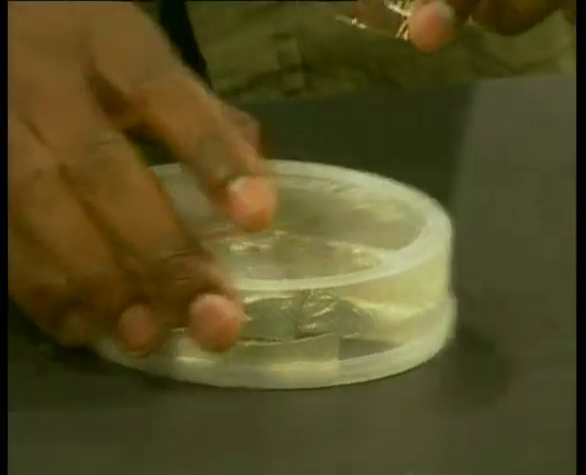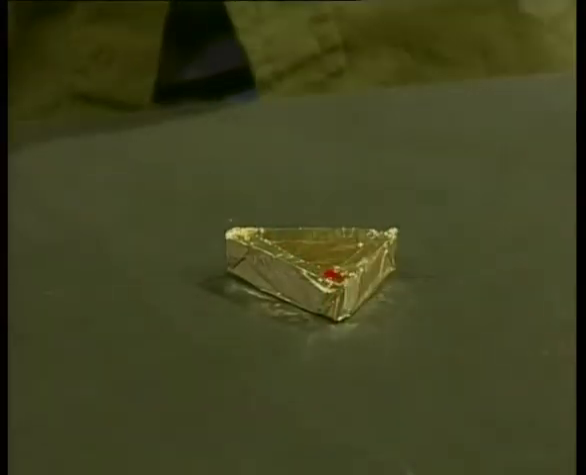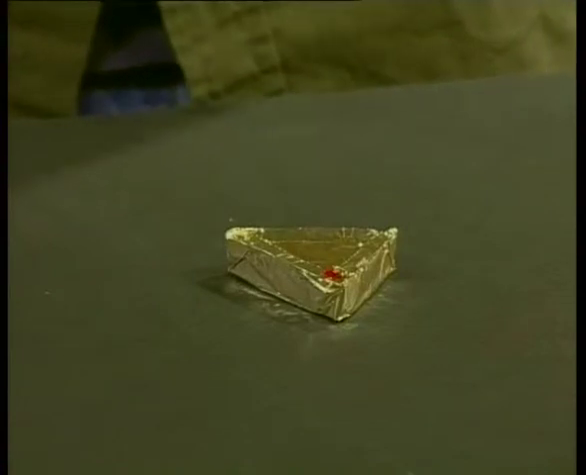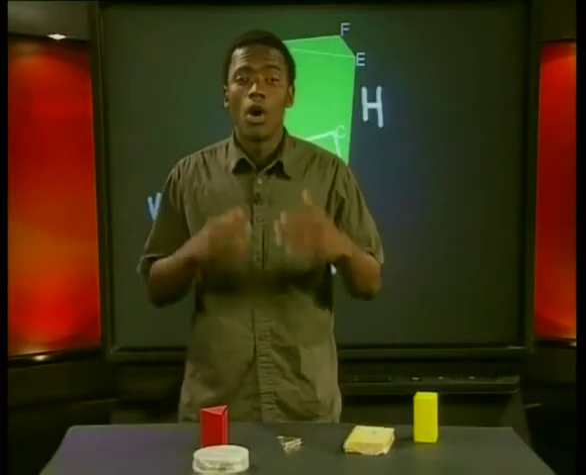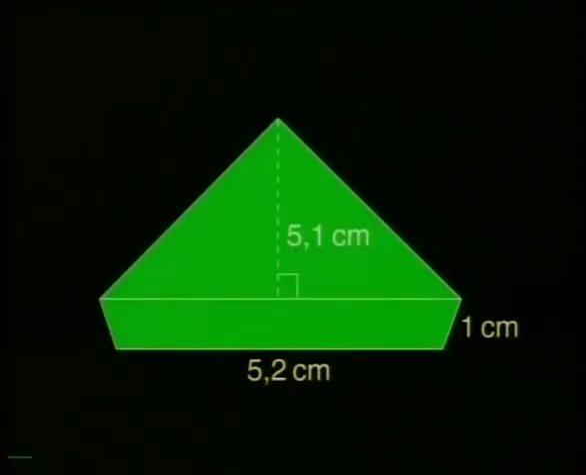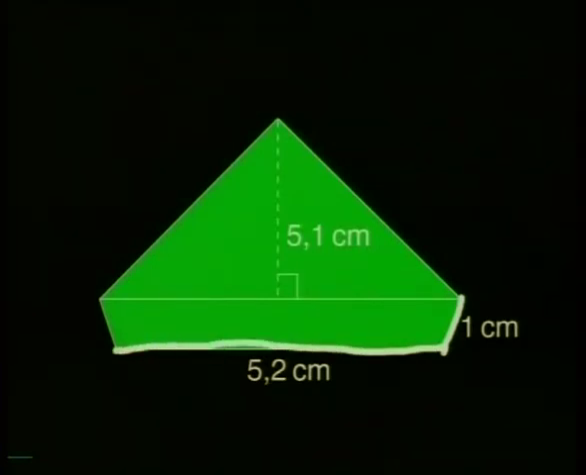Now, what do you think the volume for this piece of cheese is? Could you estimate its volume in cubic centimeters? We have already measured it in the studio, and this is what we found. The height of the right triangular prism is 1 centimeter. The base of the triangle is 5.2 centimeters. And the perpendicular height from the base is 5.1 centimeters.